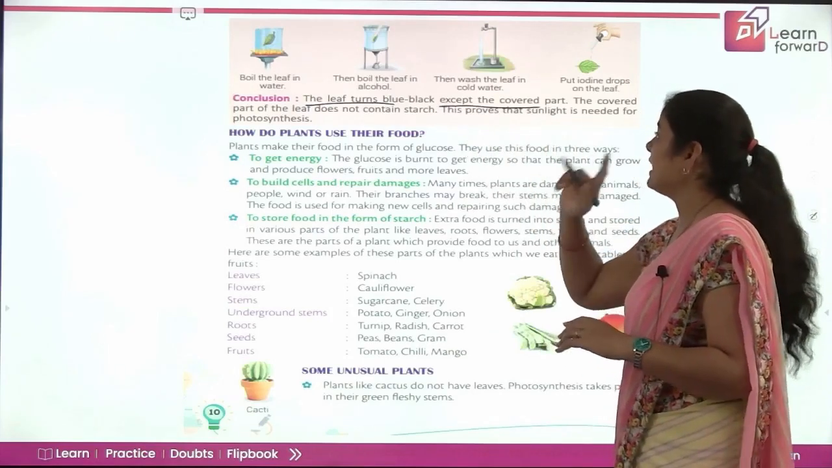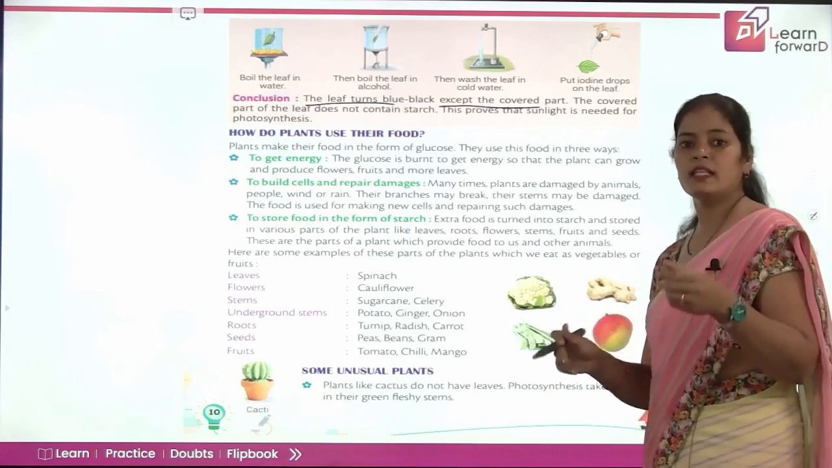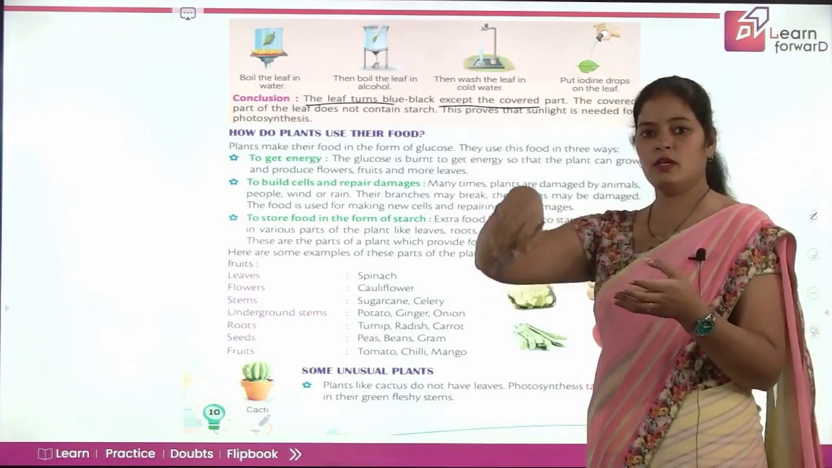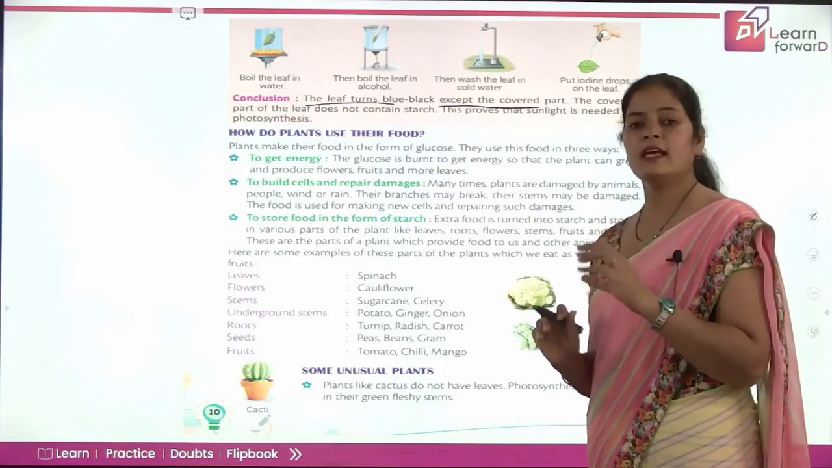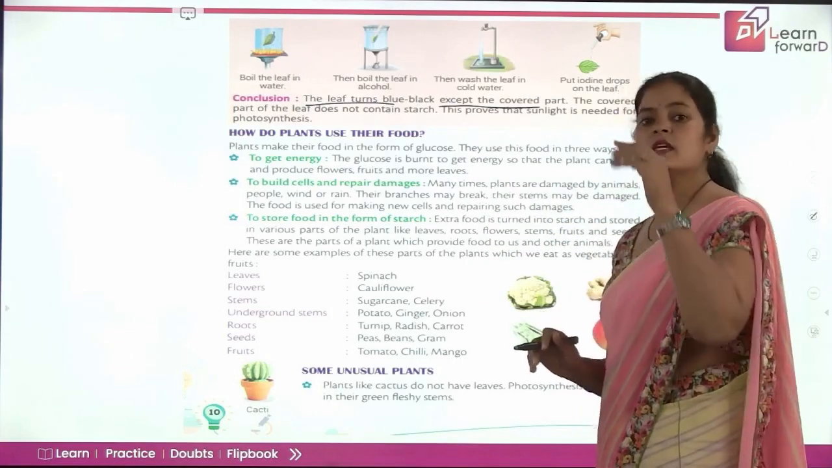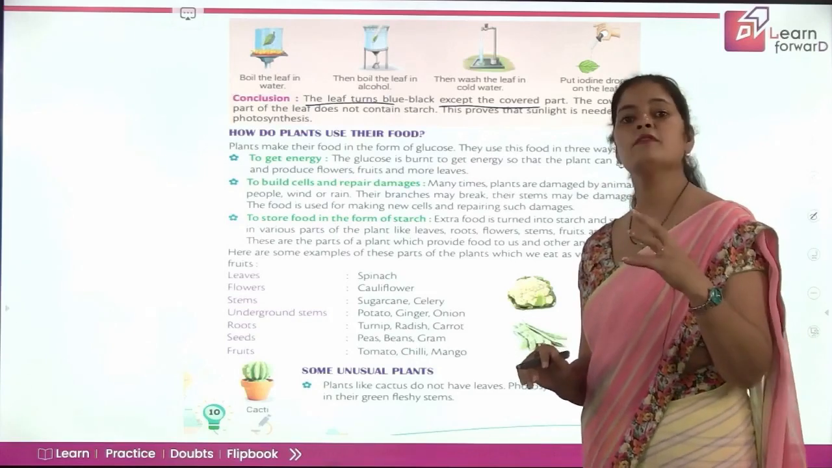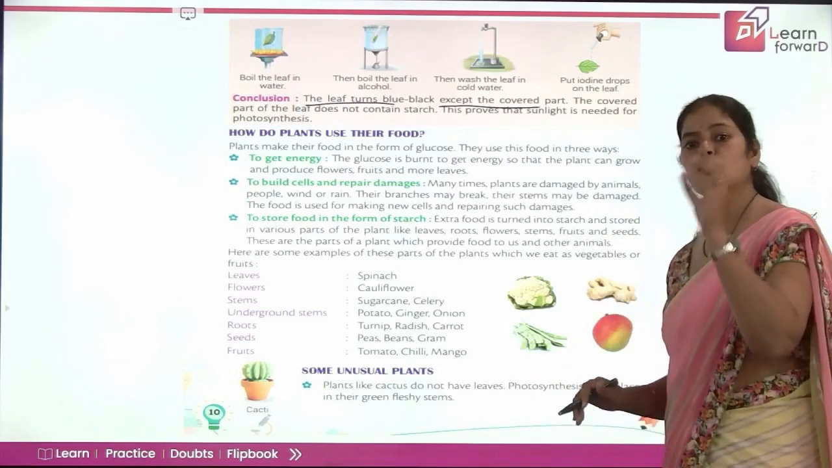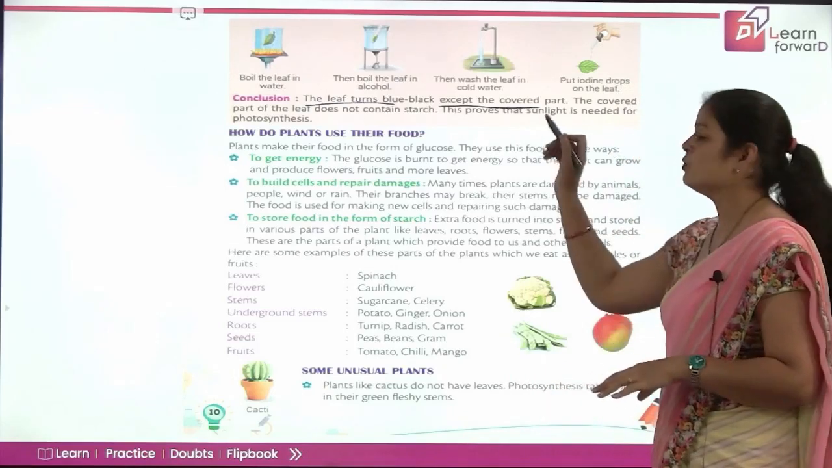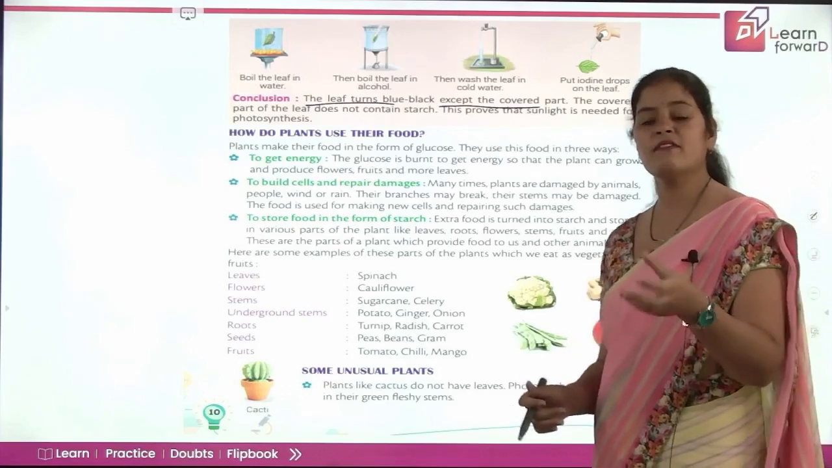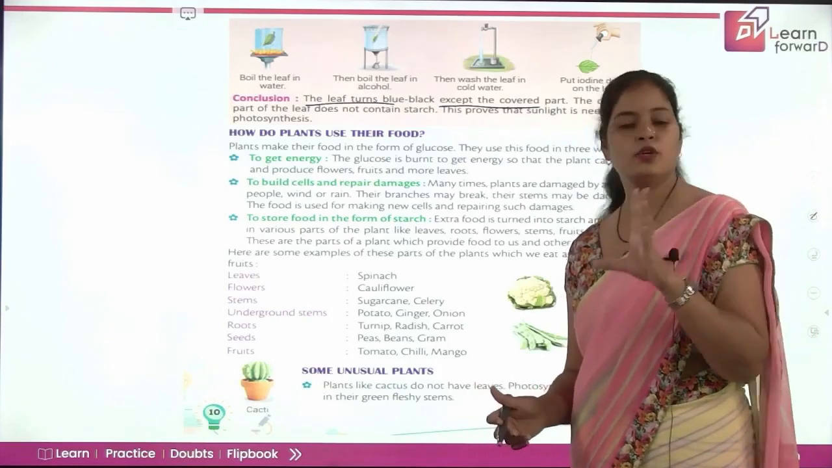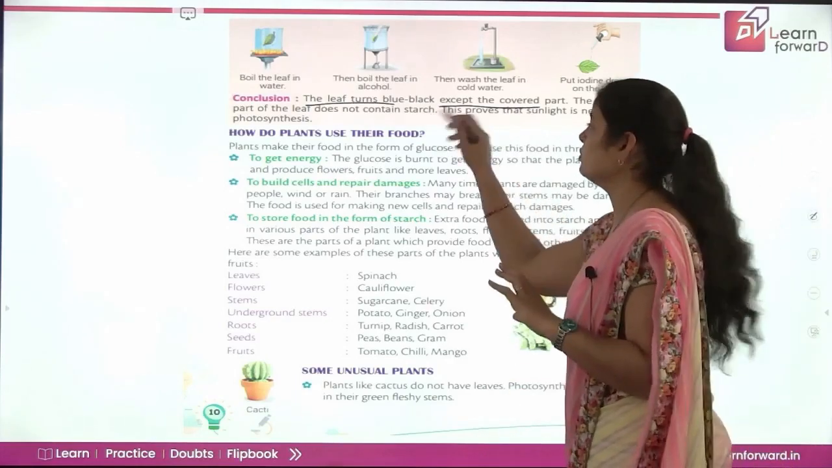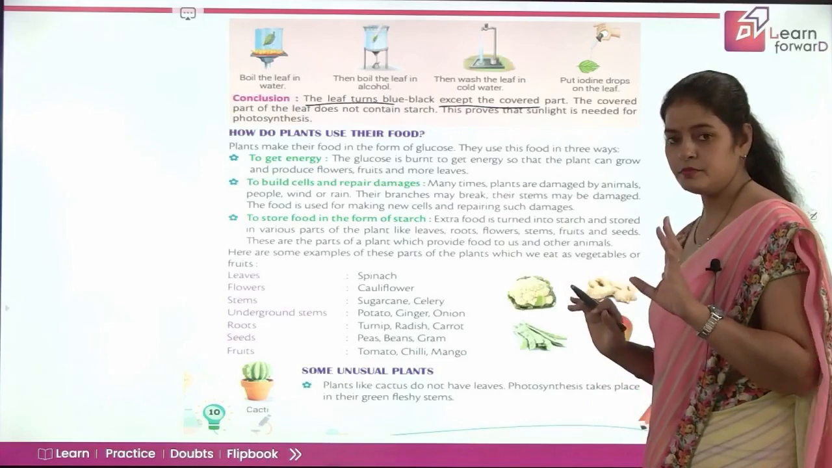Blue-black color except the covered part, means the part that has already been covered with the black paper. If the entire leaf has turned blue or black except that covered part, that means every other part of the leaf has carried out photosynthesis and has prepared glucose and starch. But the covered part, because it hasn't received sunlight, hasn't prepared this food, okay. So this is how this activity has been designed, okay.